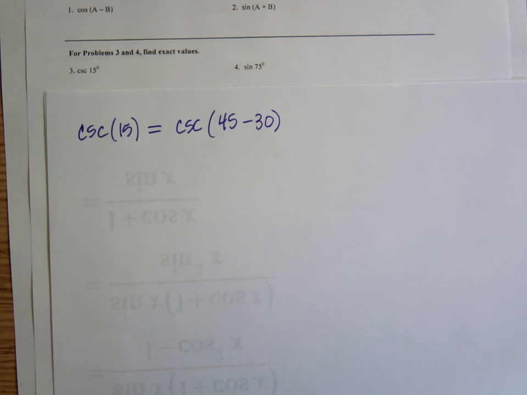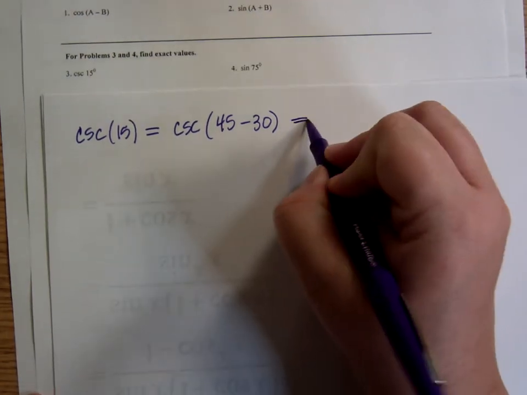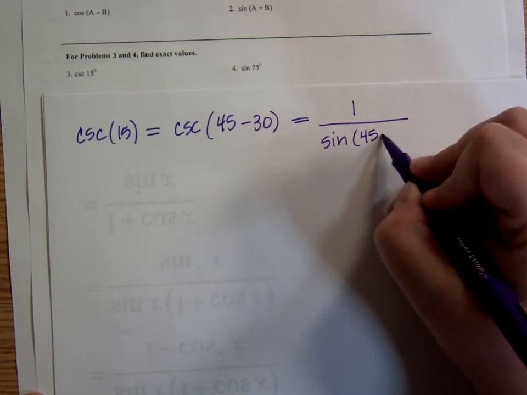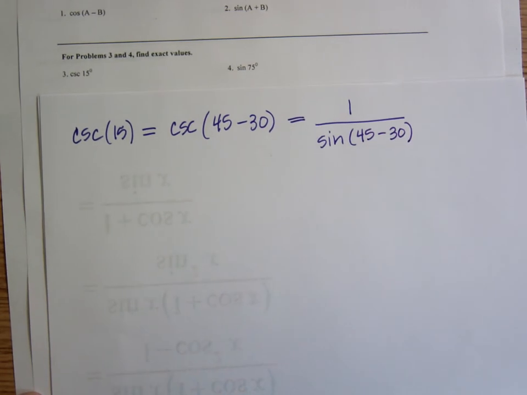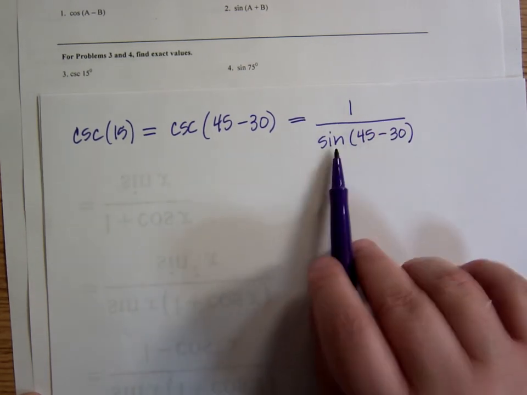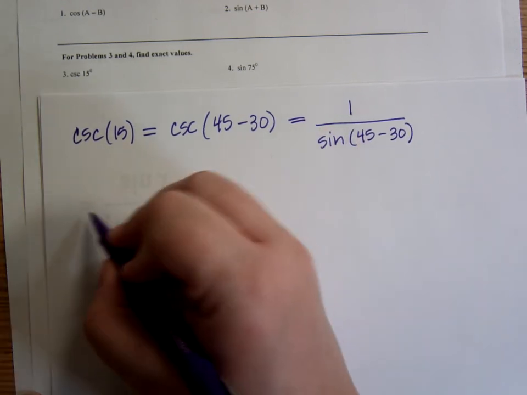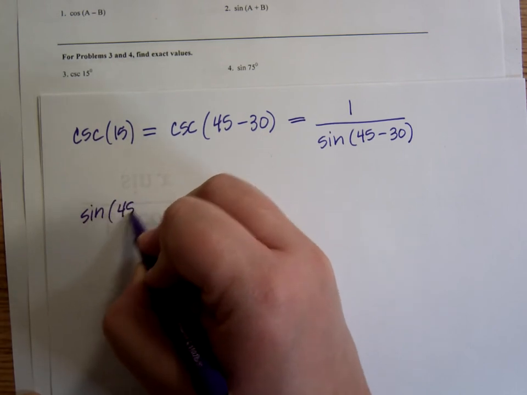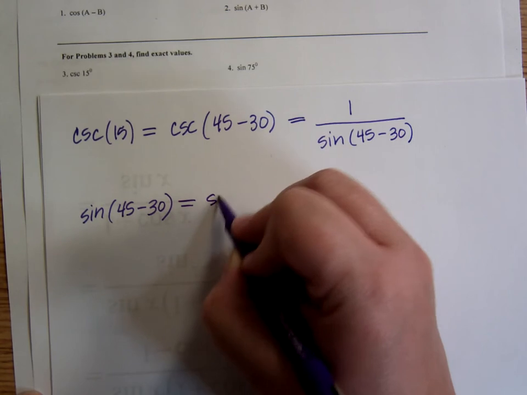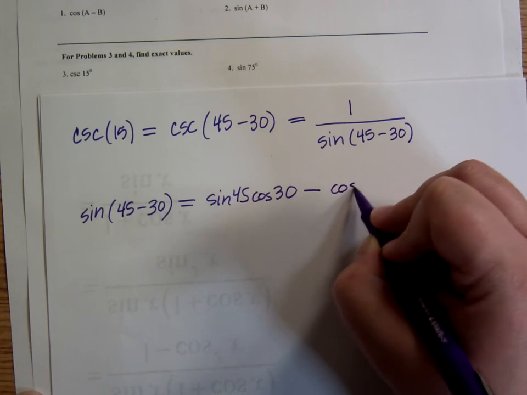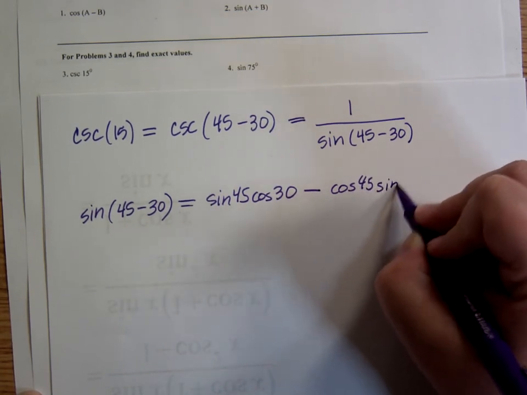Okay? So cosecant is not something I have a formula for. However, it's the reciprocal of something I do have a formula for. This means the same as saying 1 over the sine of that. So I'm going to go ahead and find the sine using the difference formula for sine, and then I'm going to remember at the end that I want the reciprocal of my answer. So sine, and the difference formula says I'm going to do sine of my A times cosine of my B minus cosine of my A times sine of my B.